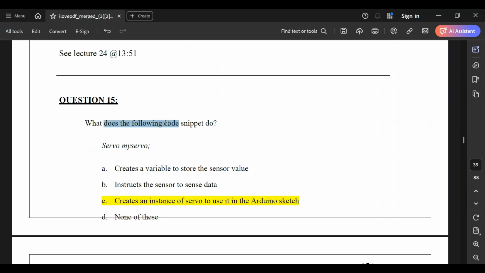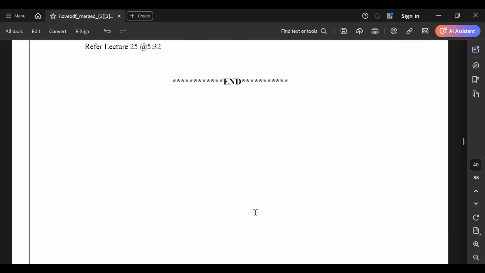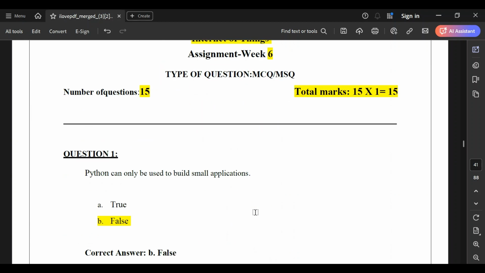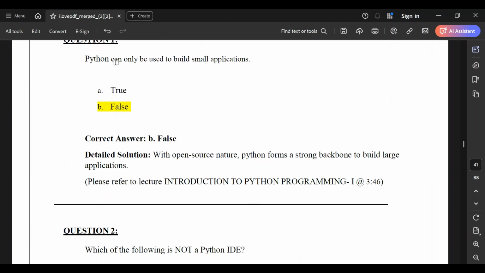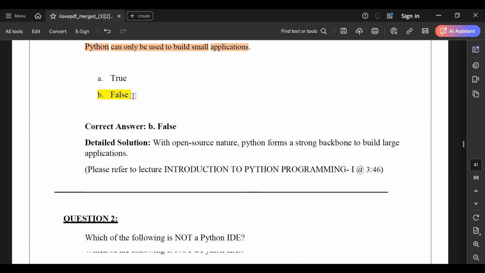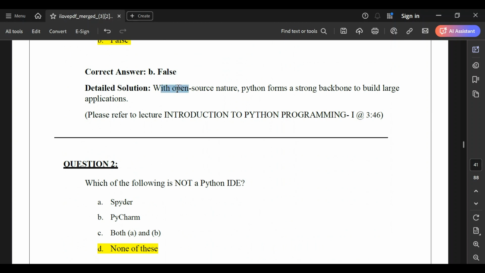What does the following code snippet do? Servo myservo. This is to create an instance of servo to use in an Arduino sketch. So now moving to the sixth assignment. Python can only be used to build small applications. This is false. With its open source nature, Python forms a strong backbone to build large applications.